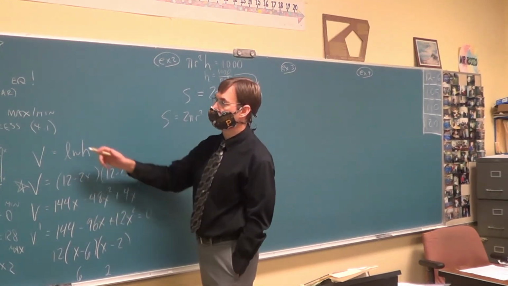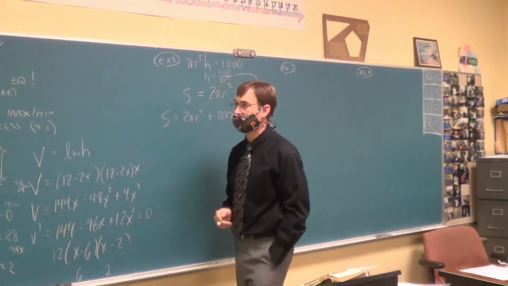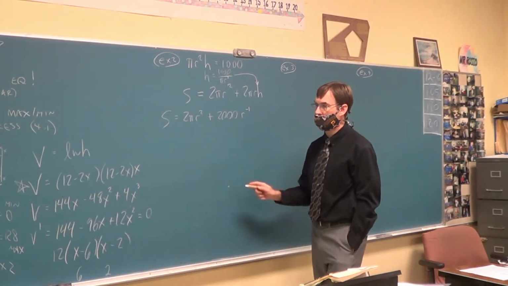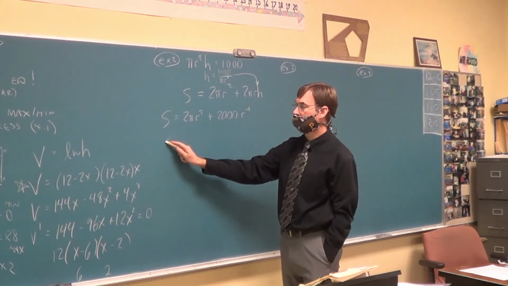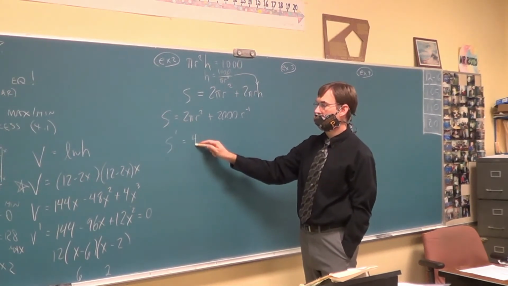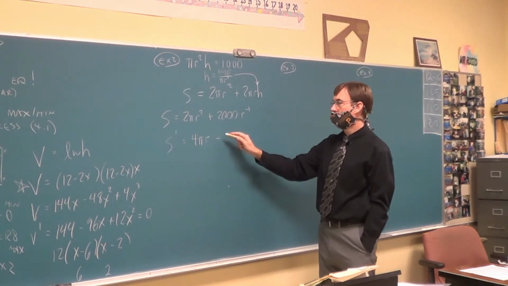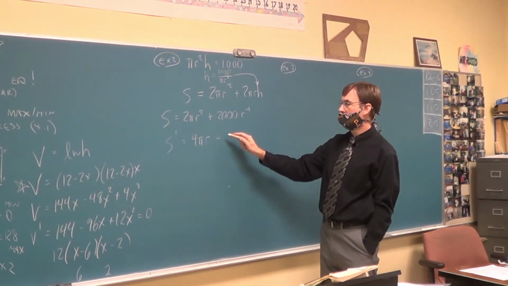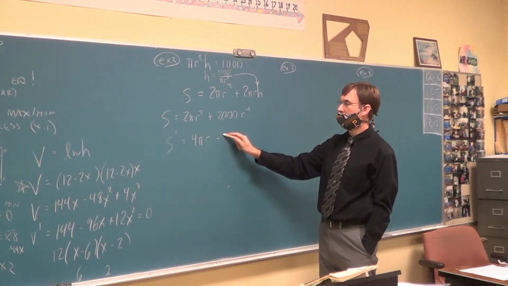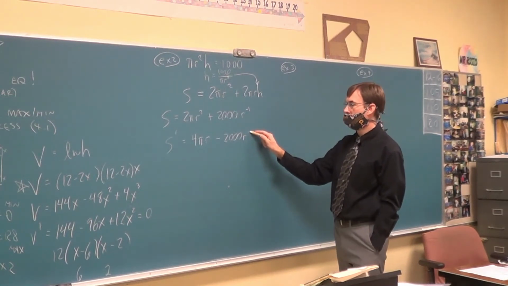Breathe a sigh of relief, because now we're on a familiar path again. Now it's time for us to do that absolute min-max thing, which always starts off by doing the derivative, which is 4 pi r. Are we not doing like DRs? No. Okay. Negative 2,000 r to the negative 2. Yep.